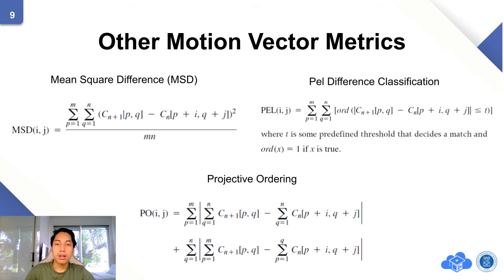Although MAD is commonly used, other metrics have been proposed in the motion compensation literature. Some of these are known to give better search results, but at more cost because of the additional computation. The other metrics are mean square difference (MSD), pixel difference classification, and projective ordering. But again, we can see that these metrics have one thing in common, which is calculating the difference between the target block and the reference block.